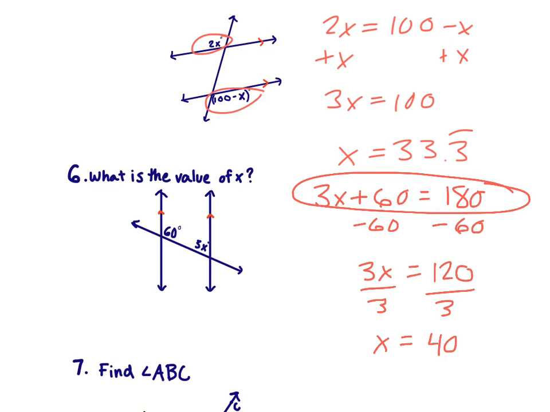Yes? So same side interior is the only one where you make it equal to 180? So same side interior is the only one that they are supplementary. So you add them and set them equal to 180. Yes? It was supposed to be a 3, but if you put 5, you would get 5x plus 60 is equal to 180. And then do the same thing. So you get 5x is equal to 120. And then you would get x is equal to 24.